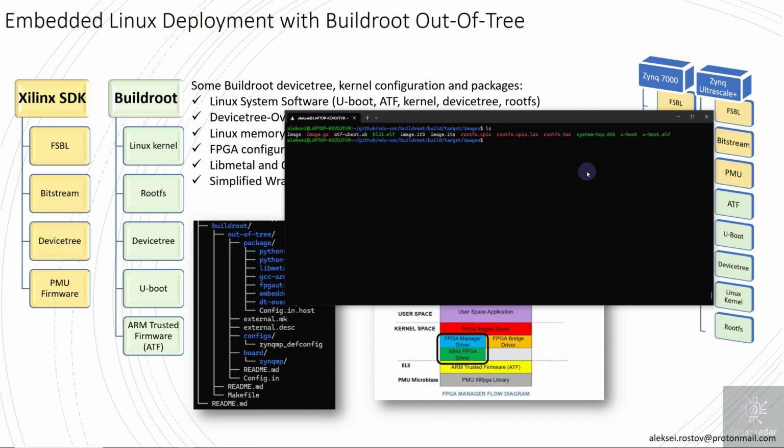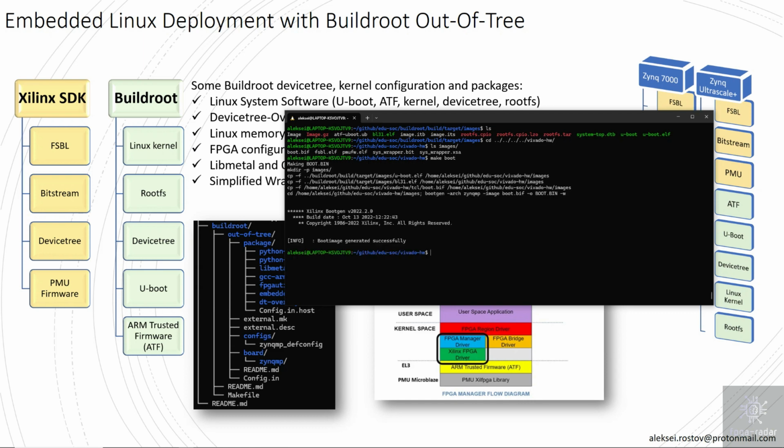Let's generate the boot.bin file for a Zynq UltraScale+. To do this, we need to go back to the Vivado hardware folder. Since we have ARM trusted firmware and second bootloader, we can build the boot.bin file. First of all, let's see what we have in images. So yeah, here we have no boot.bin file. Then just run make boot. Okay, nice.